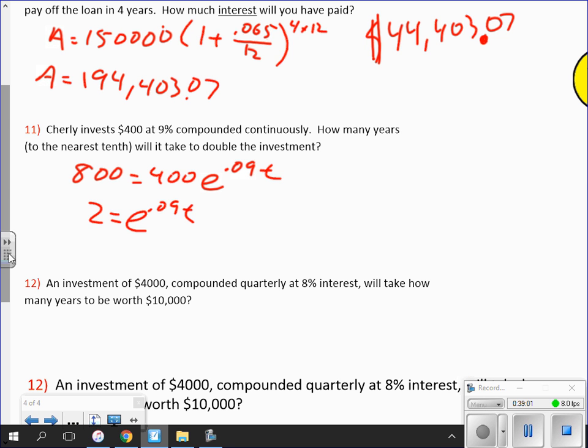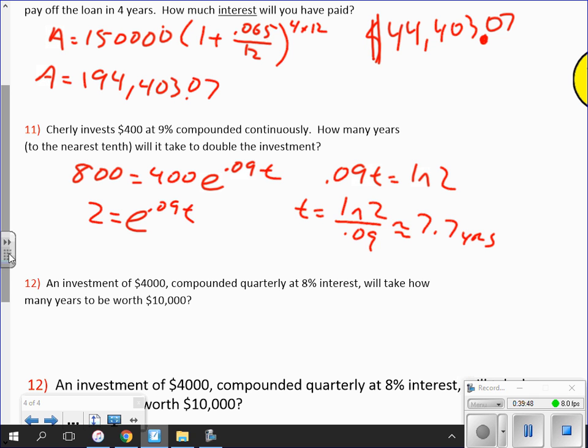This is doubling. Whenever it says doubling, this is what you'll get every single time after the first step: 2 equals e to, or whatever the thing is, without the original investment amount. Now, solve this the way we were doing them earlier. There's a couple of ways to do it. You can take the natural log of both sides. Either way, you get 0.09t is equal to the natural log of 2. So t equals the natural log of 2 divided by 0.09, and to the nearest tenth, 7.7 years.